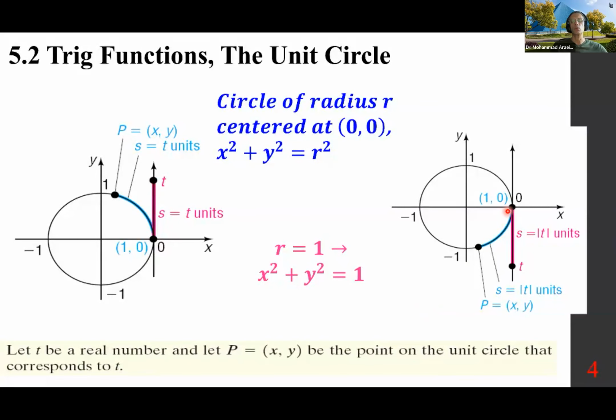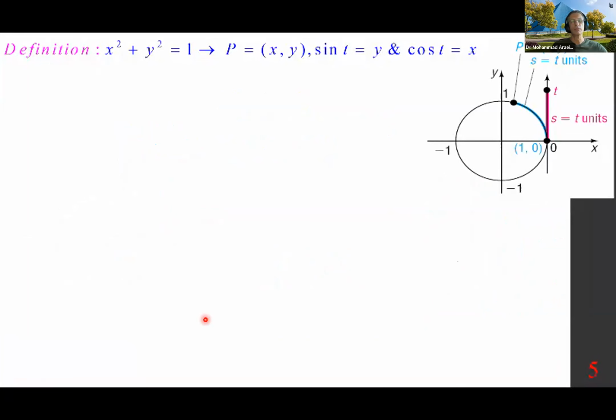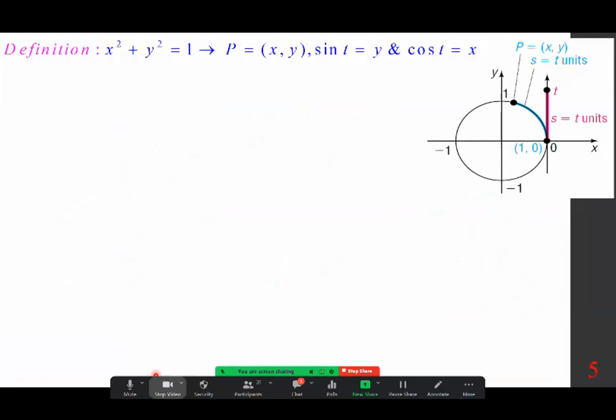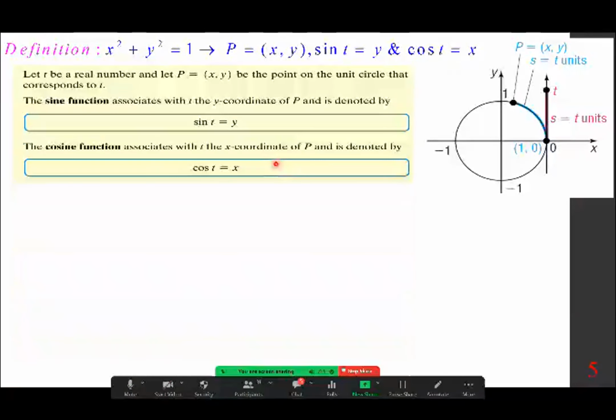And of course, again, this is (1, 0), (0, 1), (-1, 0), (0, -1). All right, let's continue. x squared plus y squared equals 1. P has coordinates x comma y, and we define sine t to be y, cosine t to be x. That's how we define it. So sine t is y, cosine t is x.